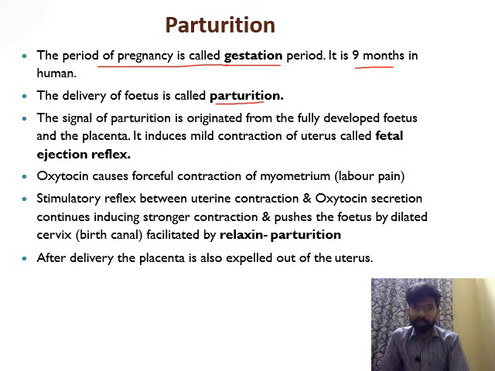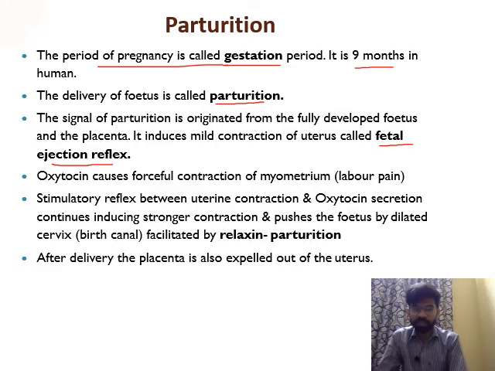And the signs of parturition, when parturition will occur, mainly originate from the fetus itself. The fetus will send some signals to the body, which leads to a mild contraction in the uterus. In the uterus area, mild contraction will occur, and it is known as the fetal ejection reflex.